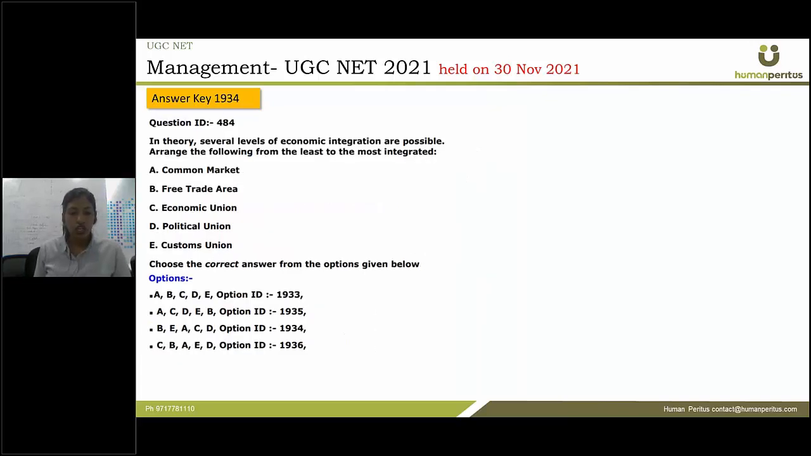In this question, it is asking that in theory, several levels of economic integration are possible. Arrange the following terms from least to the most integrated. So we have studied regional economic integration. In regional economic integration, the first step is the free trade area. Free trade area is the minimum regional integration.